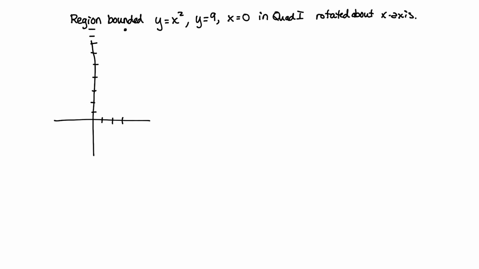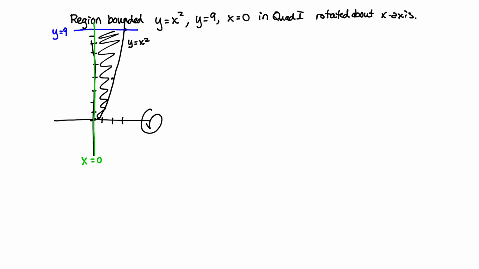I'm just setting myself up for success by drawing my picture and labeling all my curves as well. So important. Identifying the region that's going to flip around and noticing that when it goes around the x-axis, I actually get like a, what do I get?